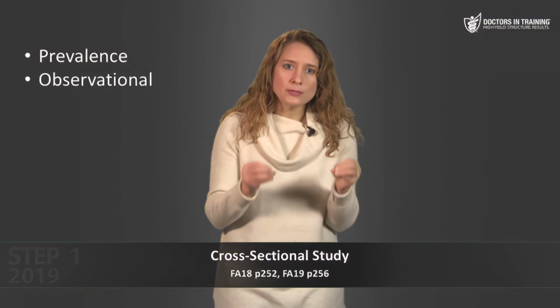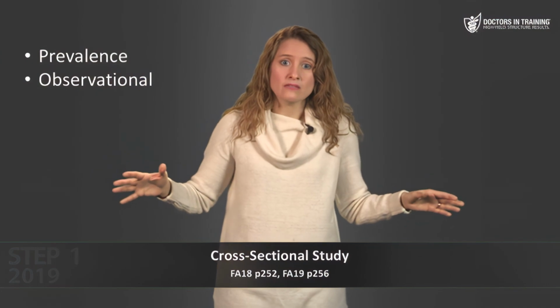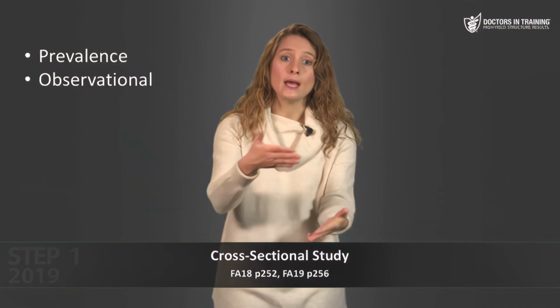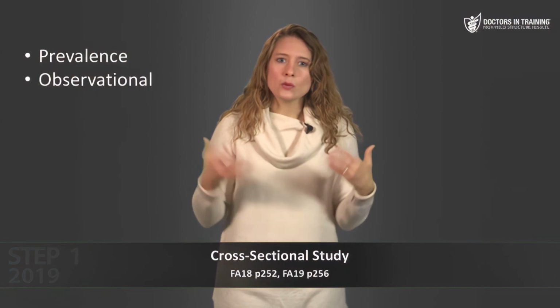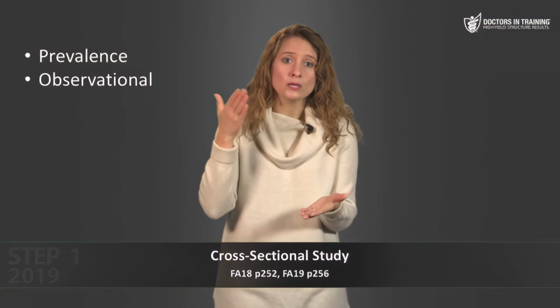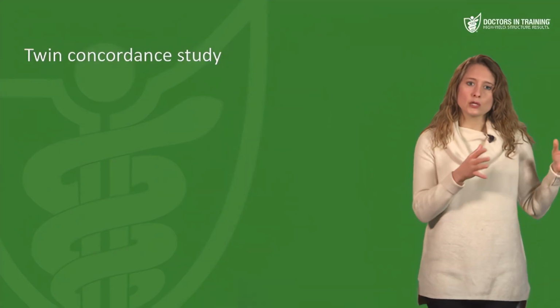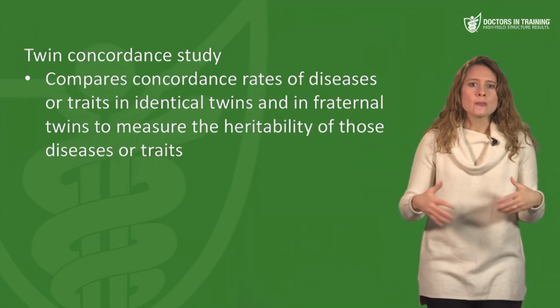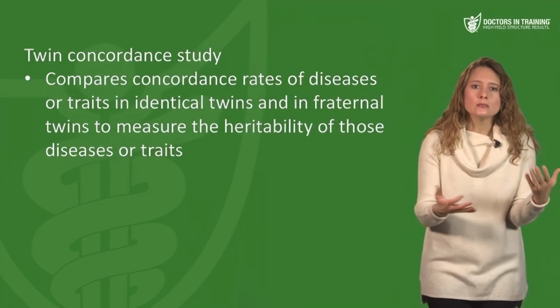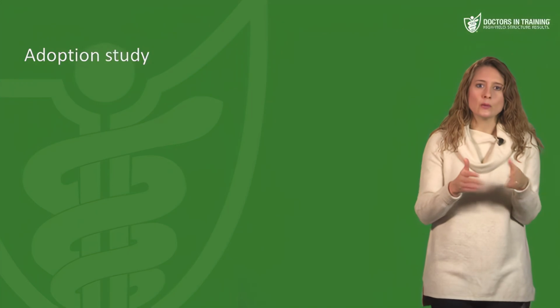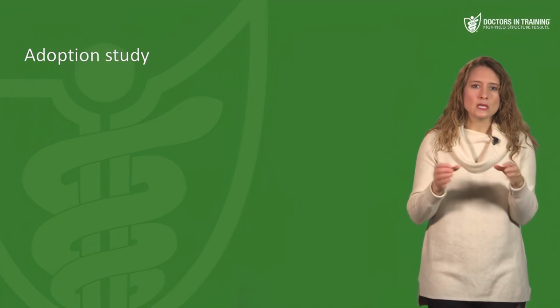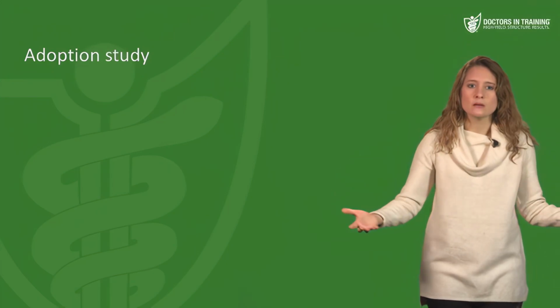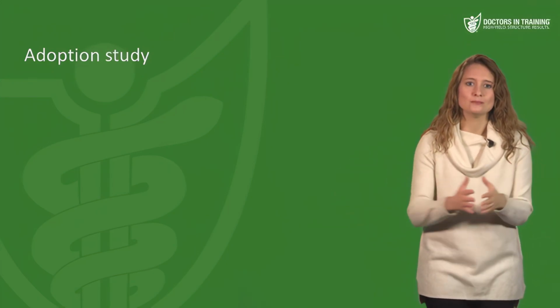So a cross-sectional study is observational. Since we're not manipulating any of the study factors, we're just merely observing what people are doing at a given point in time. And we would not say that it's retrospective or prospective because it's only looking at one point in time. Another type of purely observational study is the twin concordance study. A twin concordance study compares concordance rates of diseases or traits in identical twins and in fraternal twins to measure heritability of those diseases or traits. A similar study is the adoption study. By studying twins that were raised in separate homes, these studies usually seek to determine the impact of genetics versus environmental factors, the old kind of nature versus nurture question.